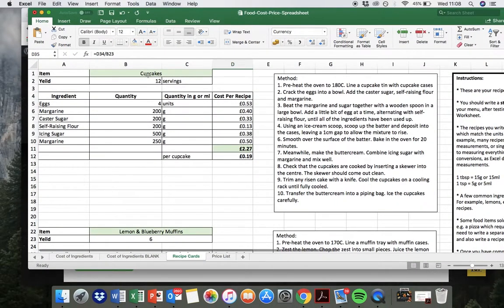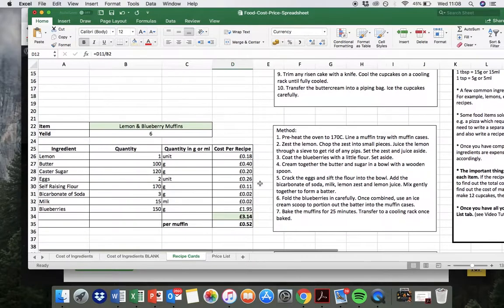So here's the cupcake recipe that we worked on, and we remembered that one cupcake cost 19 pence to make, and I've been working on a new recipe for lemon and blueberry muffins. Now this one is more expensive, it costs me 52 pence per muffin to make, so that's quite expensive, and I think that's got to do with the blueberries. Look at that here. So an adjustment I could make to that recipe would be to reduce the amount of blueberries or to buy cheaper blueberries, or maybe go frozen and see how that works out.